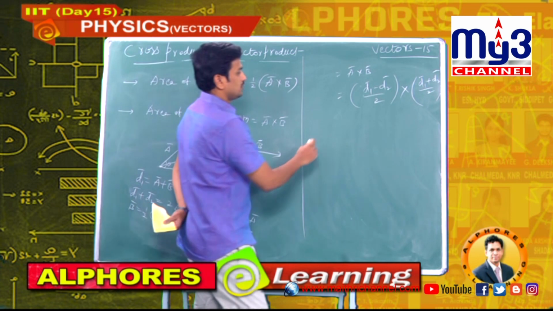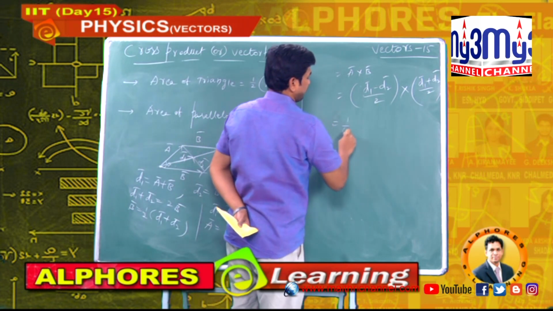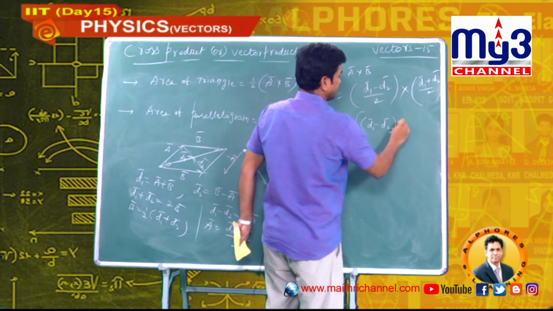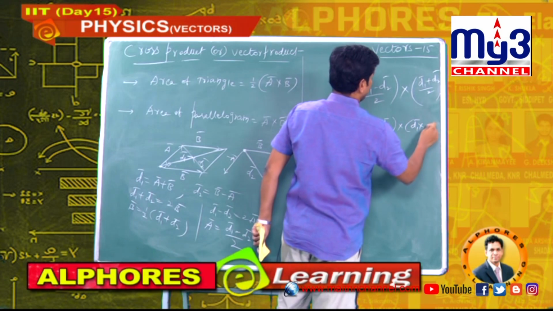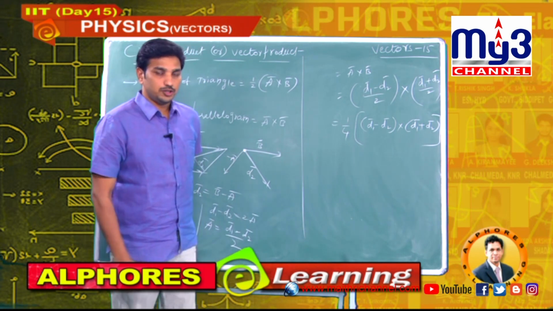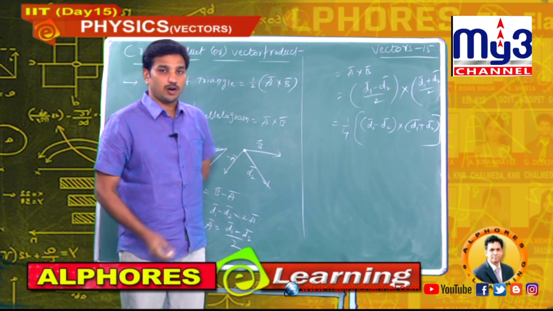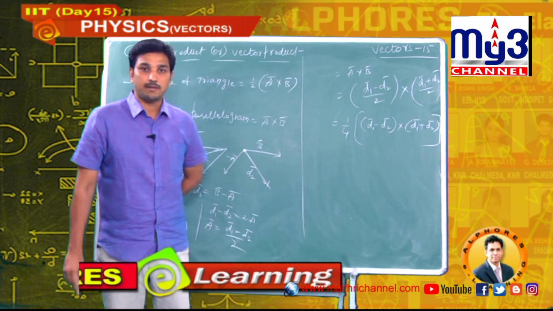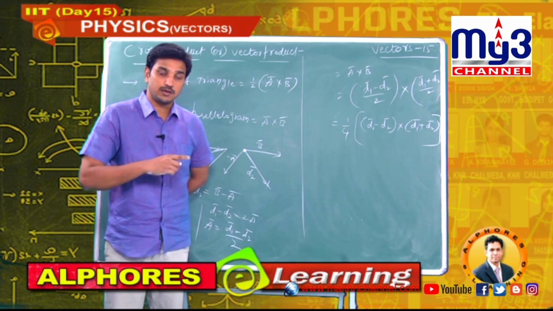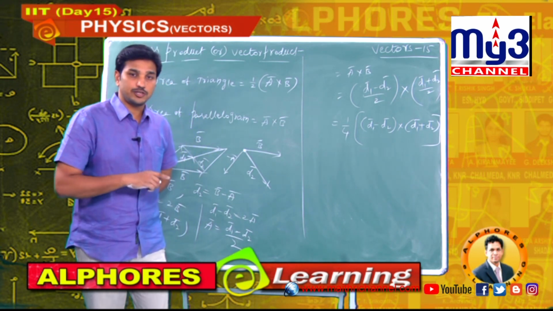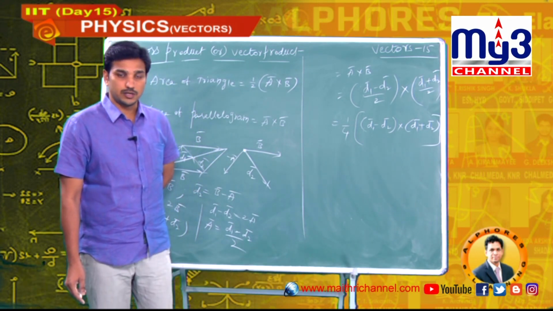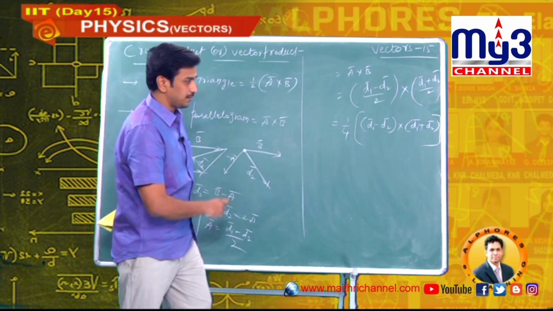Now I got 1 by 4, (D1 bar minus D2 bar) crossed with (D1 bar plus D2 bar). You should remember one point: cross product of same vectors is 0. A bar cross A bar is 0, B bar cross B bar 0, D1 bar cross D1 bar 0, D2 bar cross D2 bar 0. So if two vectors are parallel, then cross product is 0. You should remember that point and I should apply it there.